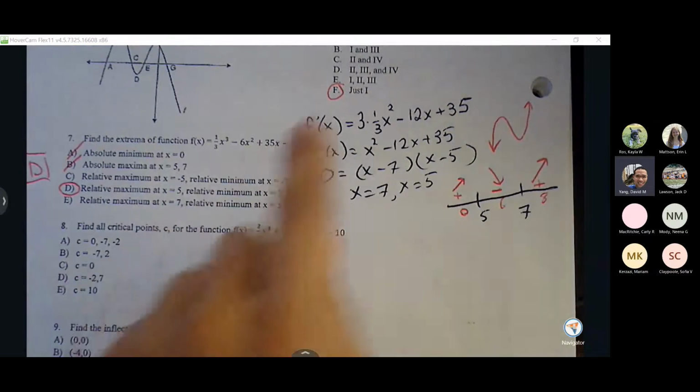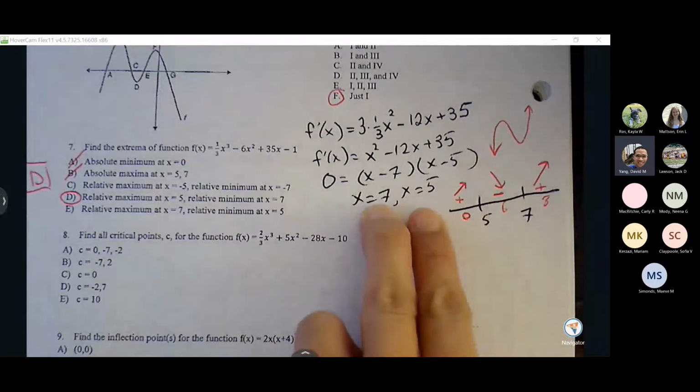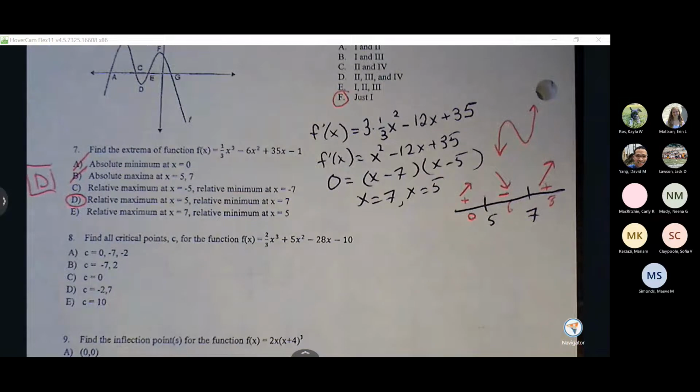Okay, number 8's pretty easy here. Find critical points. That just means you're just going to set f prime equal to 0 and just stop here. That's all that means, critical points.